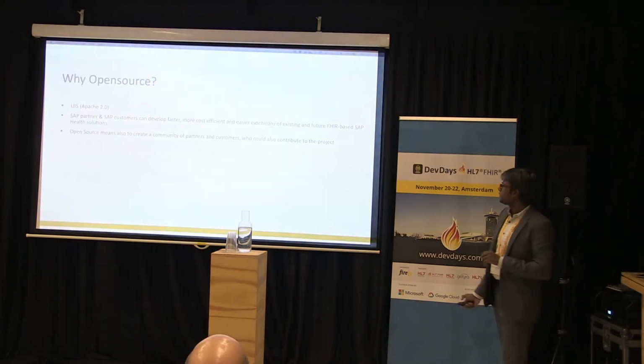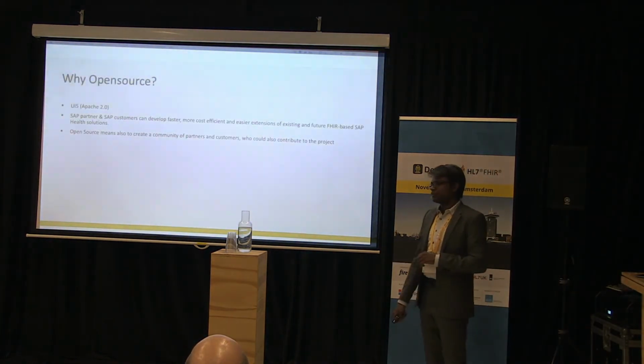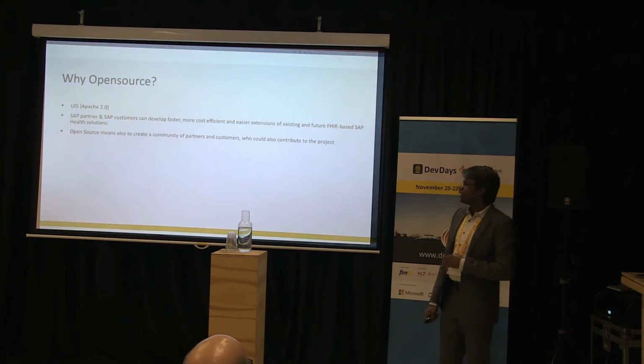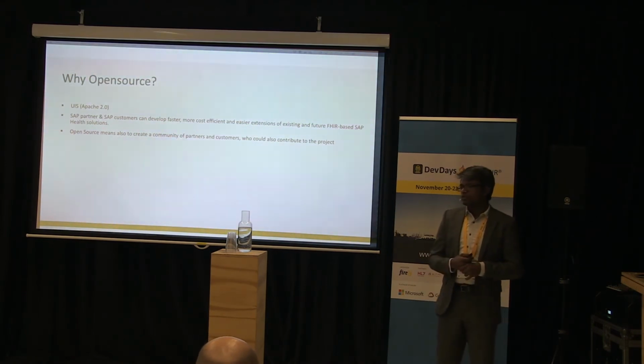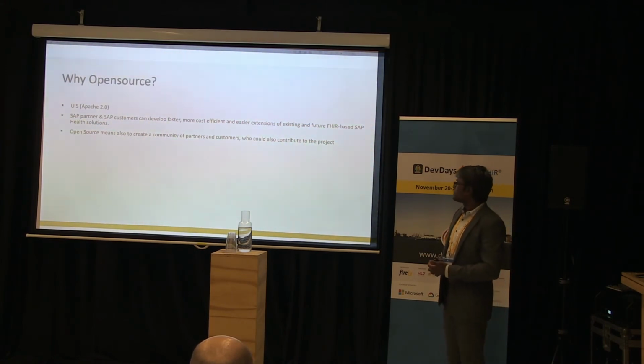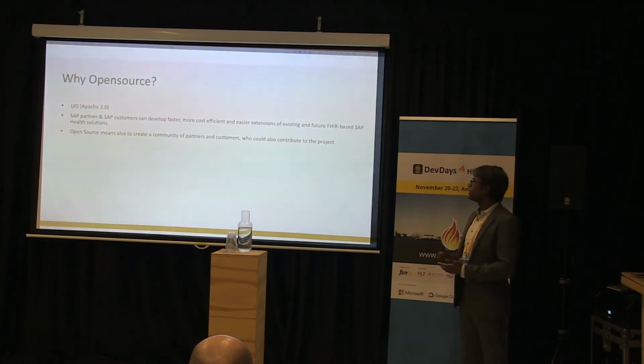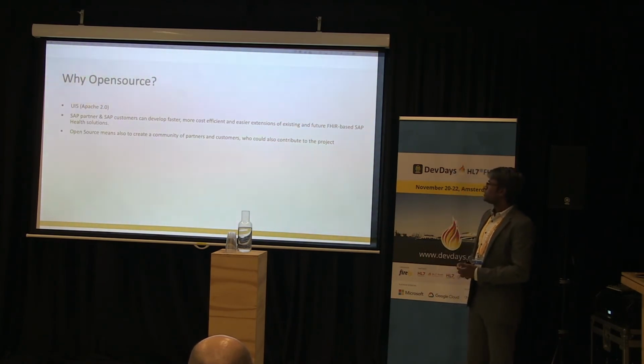And last but not least, we have decided to open source as well. Why? Because UI5 itself is open sourced under the Apache 2.0 license. It's available for free for the entire ecosystem working with web development to build their interfaces faster. And we know how wide the FHIR community is. So we have decided to also open source this framework, OpenUI5 FHIR, so that the ecosystem can make use of this.